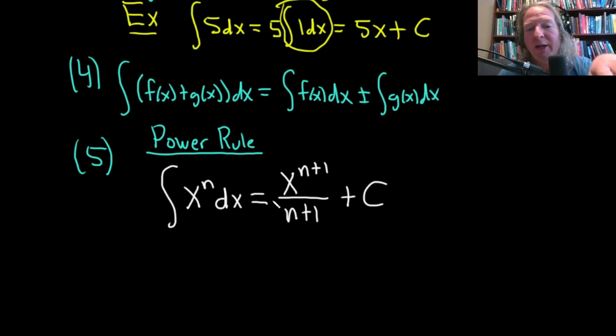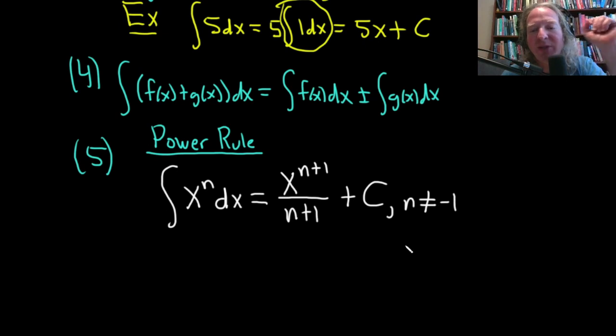Now, if you're thinking, I don't want to say a math person, but sometimes you get into the habit of thinking, when doesn't it work? Well, if n is negative 1, it doesn't work. So this is only valid for n not equal to negative 1, okay? And the natural question then to ask is, what do you do when n is negative 1?